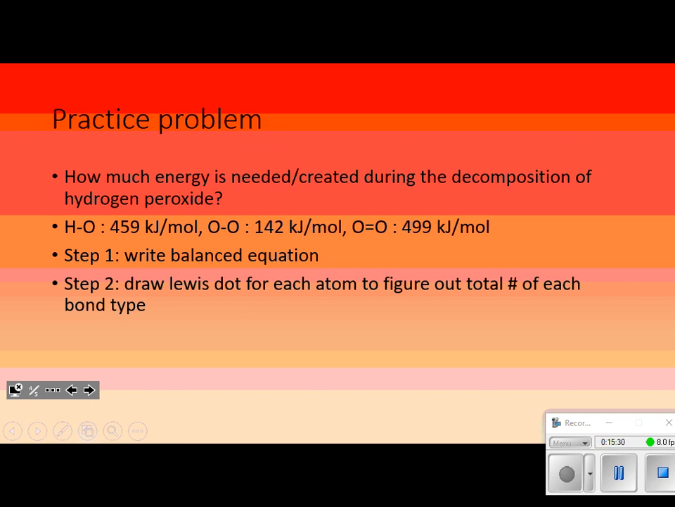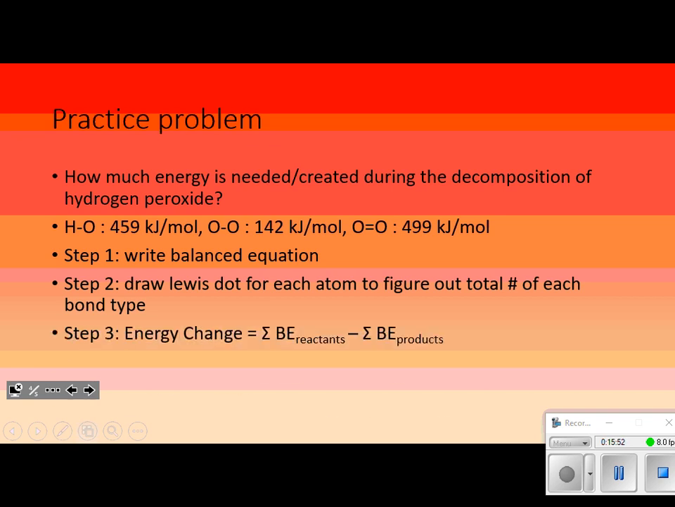Then, yes, we get to draw a Lewis dot now again. Boy, I've been missing that. Yeah, that's right, get ready for it. Lewis dot drawings again. The reason we have to do that is we have to know how many of these different types of bonds exist in the reactants and the products.